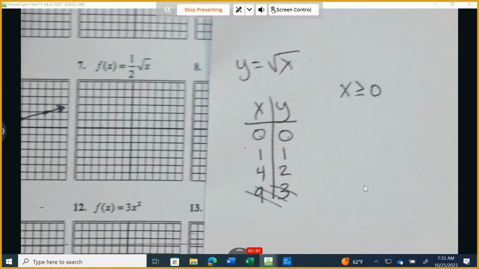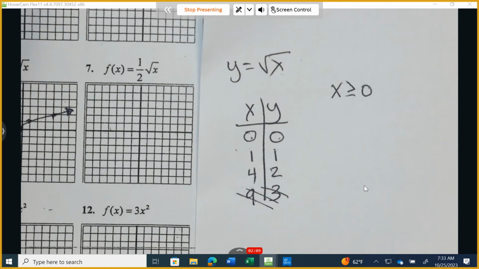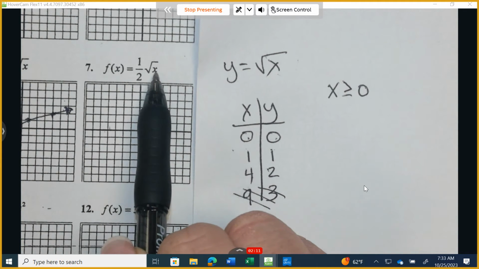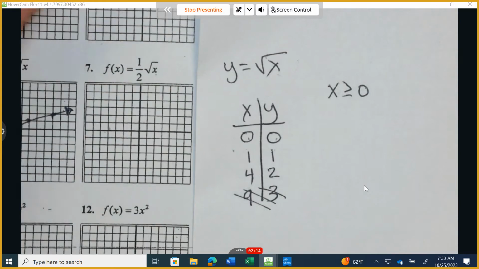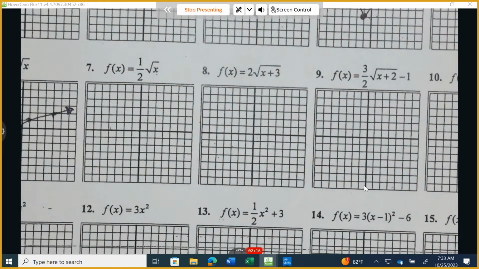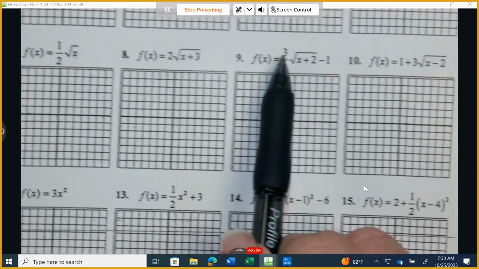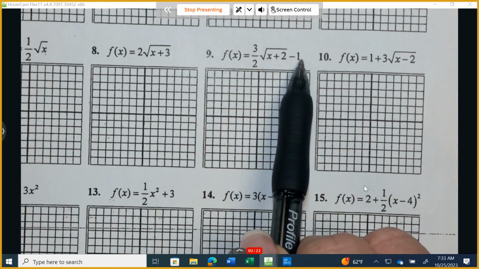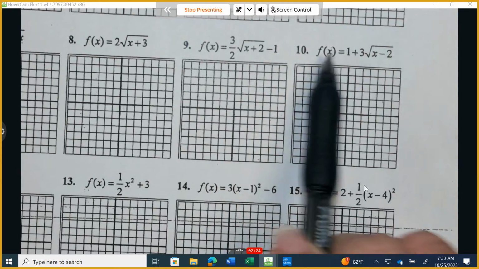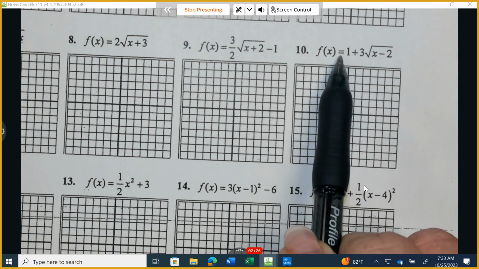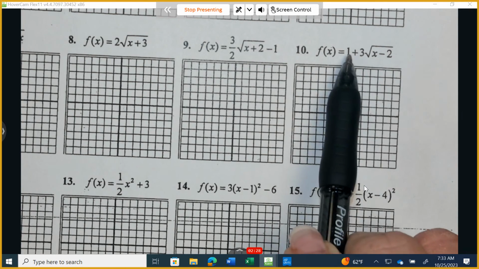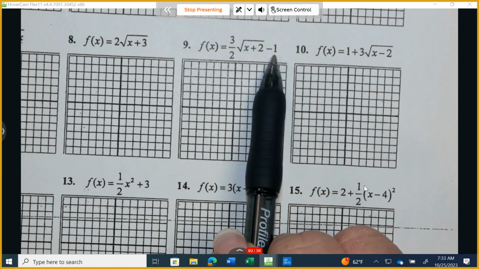Now let's look at number 7. In number 7, the very first thing we see is we don't see any number inside or in back. I want to compare this to number 8. This is a horizontal shift. Number 9, horizontal shift and vertical shift. Number 10, horizontal shift and vertical shift. That vertical shift can occur in front or in back.